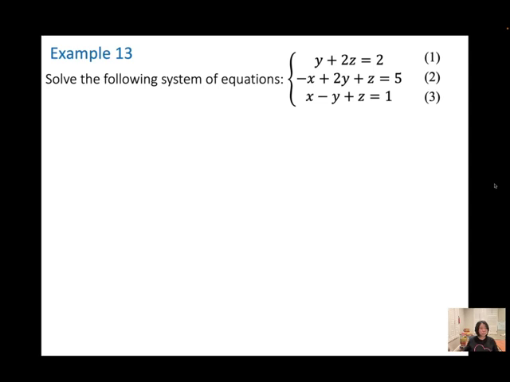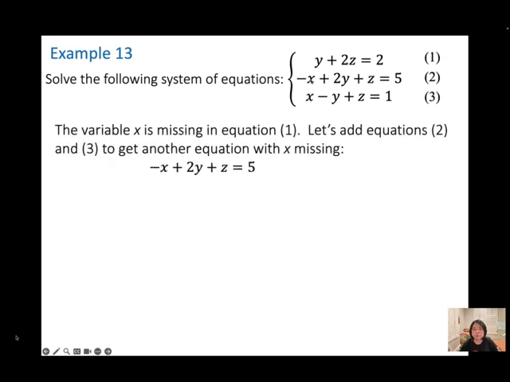Okay, try this example. I do have the first equation with no variable x. So we could try to combine 2 and 3 together and eliminate the variable x here. So try adding it up. You're going to get y plus 2z equal to 6.